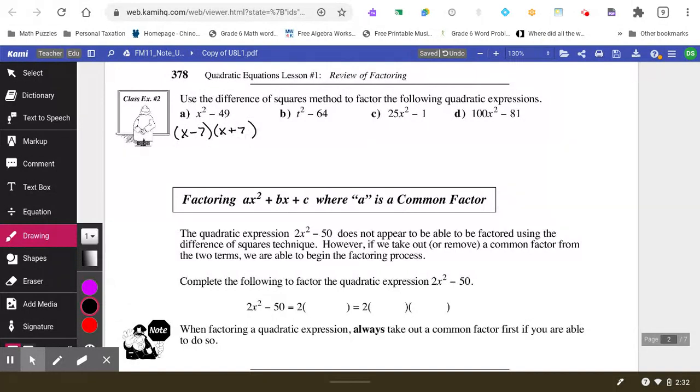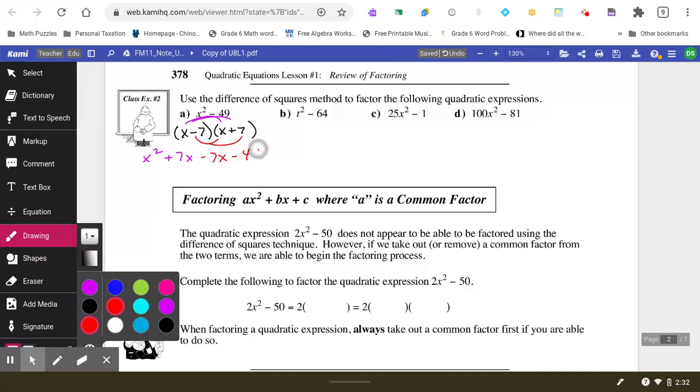I'll show you right now how that works. If I was to multiply these out, I would have x squared plus 7x, and then the next term times everything, minus 7x minus 49. Notice this plus and this minus disappear, and you have x squared minus 49. That's what's left. That's called the difference of 2 squares. We make one a negative and one a positive so that the middle term cancels out.